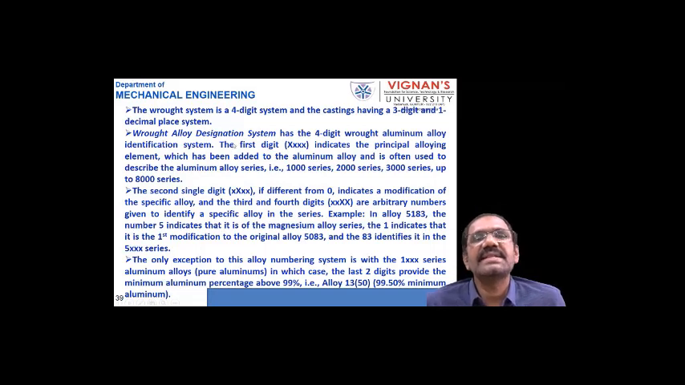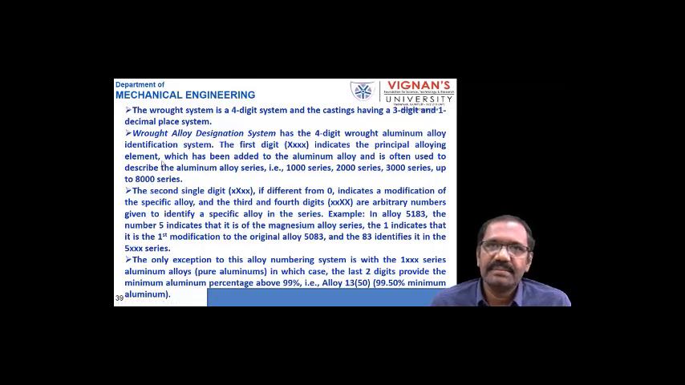So the wrought alloy designation system has 4 digits. We can say series; that series we will also see in the next slides. This is the 4-digit wrought aluminum alloy identification system. Wrought aluminum alloys are designated by 4 digits. The first digit indicates the principal alloying element.